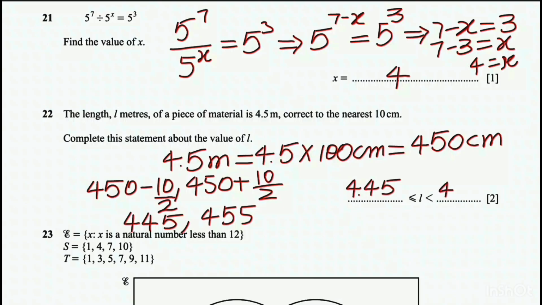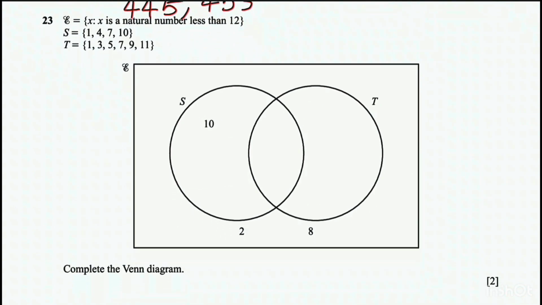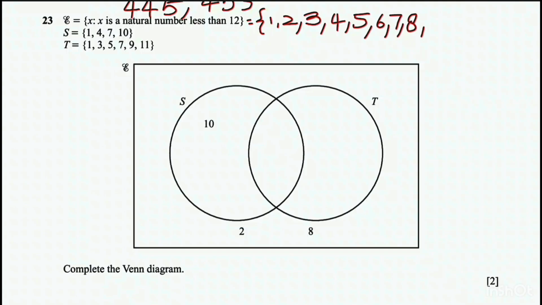Now here is the next question, question 23. The universal set is given, which is natural numbers up to 12. So we can list these numbers: 1, 2, 3, 4, 5, 6, 7, 8, 9, 10, 11, 12. Set S is given here: 1, 4, 7, 10. Set T is given here: 1, 3, 5, 7, 9, 11.